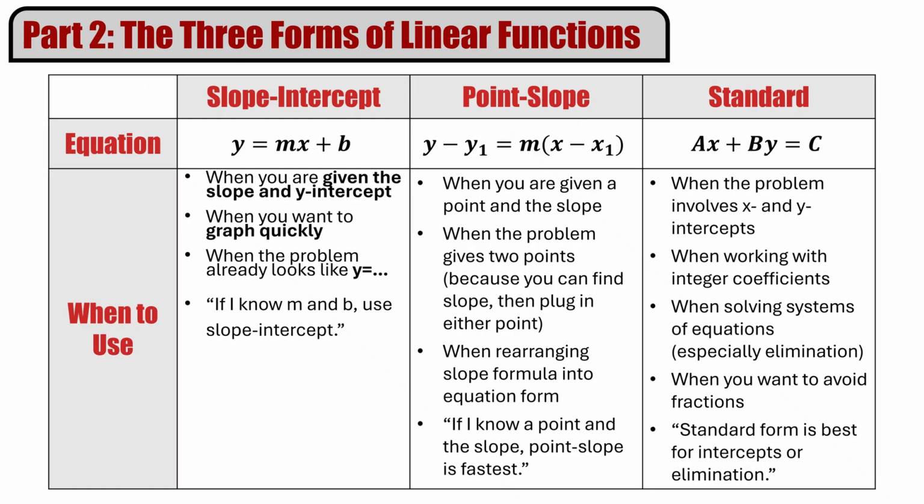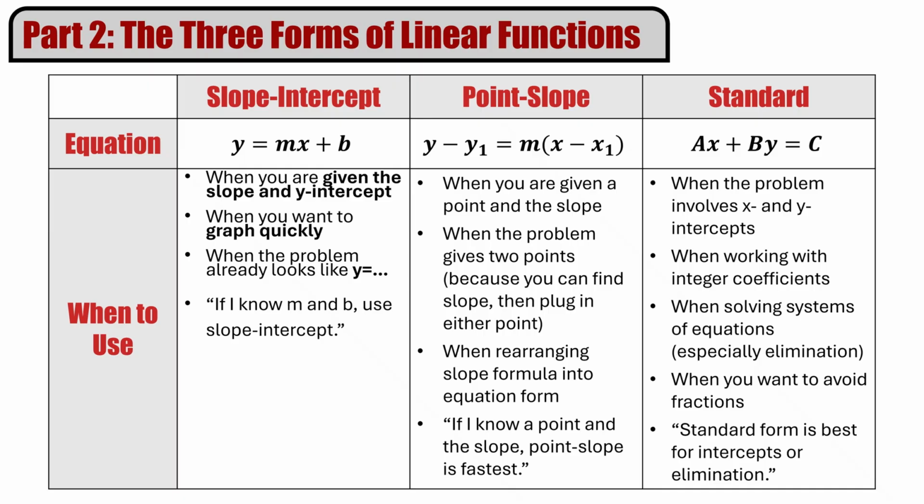Next is the point-slope form. y minus y1 equals m times (x minus x1). We use this when the problem gives us a point and the slope, or even when it gives us 2 points, since we can find the slope and plug in either point. This form is also useful when rearranging slope formulas. If you know one point and the slope, point-slope is the fastest form.